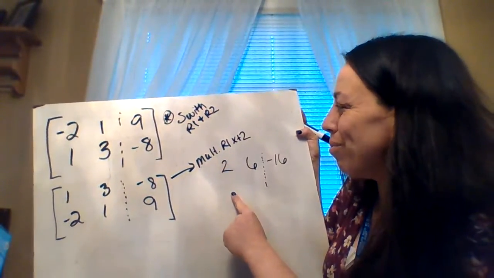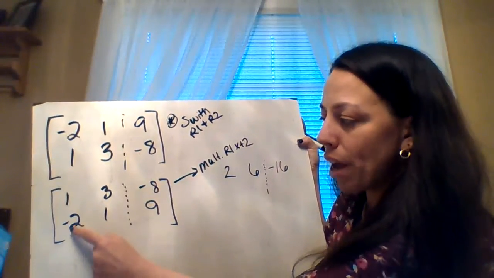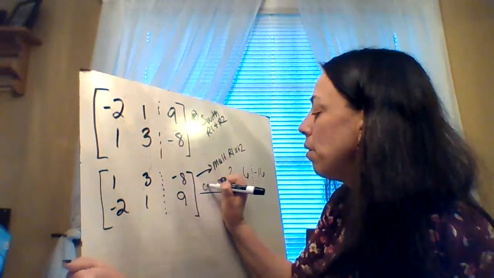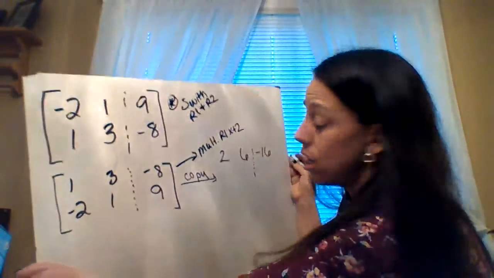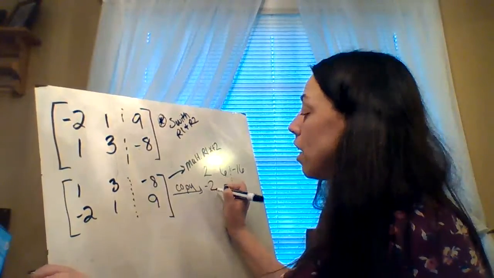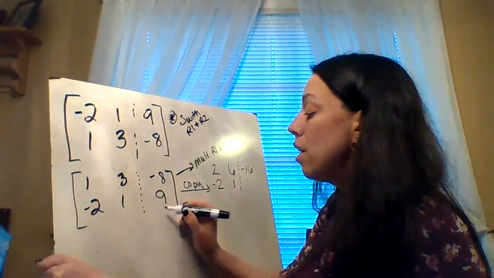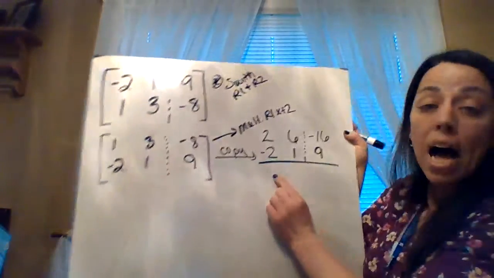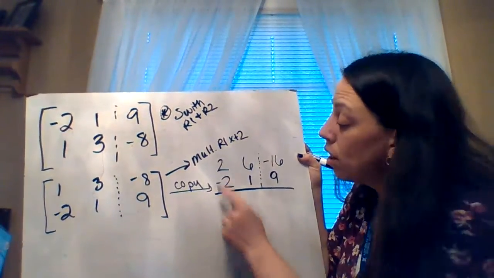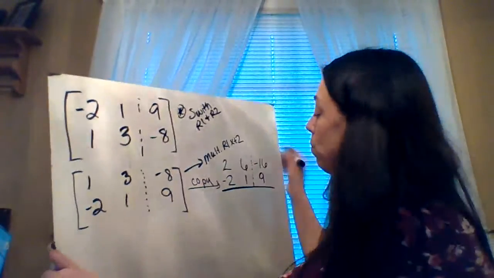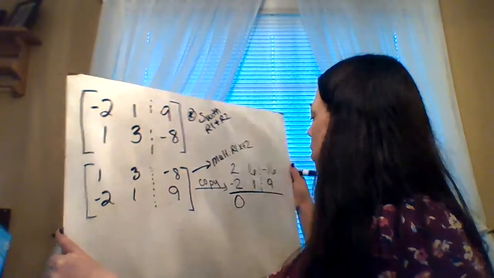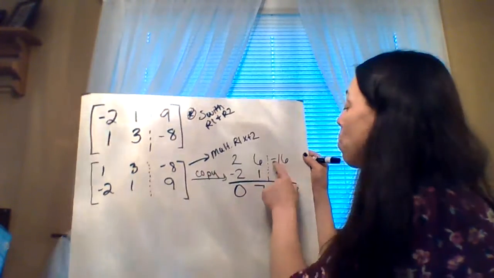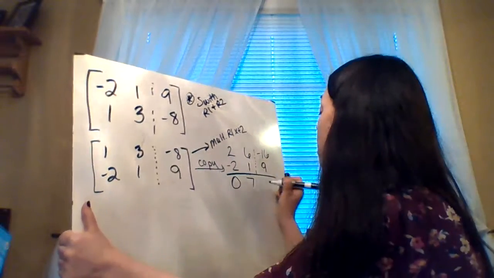All right. I wanted to do that so I could cross out this 2. So right now, I'm just going to copy this down, and you're going to see how this kind of looks like elimination in a second here. So -2, 1, 9. I am actually going to do math over here. So what's 2 minus 2? What is 6 plus 1? What is -16 plus 9?